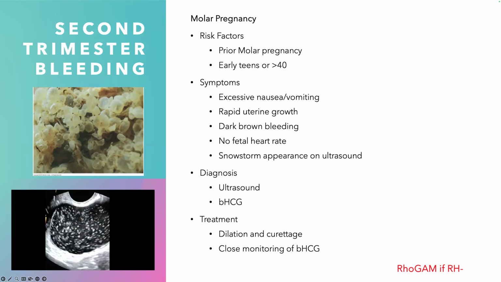And so they need to be on birth control, and this can turn into a cancer, so they have to be monitored. These patients are at higher risk of having a molar pregnancy again in their next pregnancy. So once they get pregnant again, they do need to see their provider right away so we can start early management and assessment. And if they are Rh negative, they do need RhoGAM.